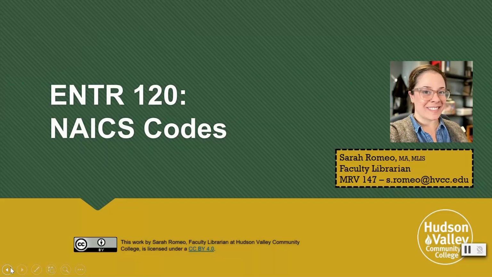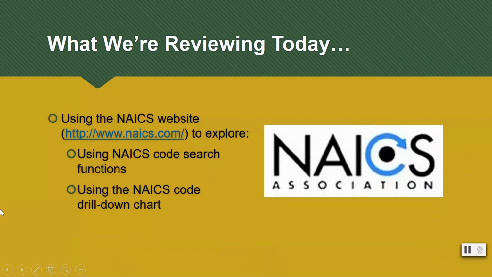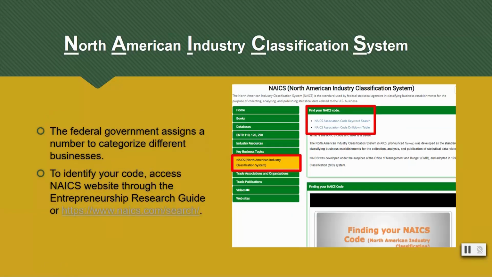This short video will be discussing NAICS codes. So we'll be reviewing using the NAICS website to explore the NAICS code search functions as well as the NAICS codes drill down chart to get more information about your industry. So NAICS stands for North American Industry Classification System. It's a system that the federal government has devised to assign a number to categorize different businesses.